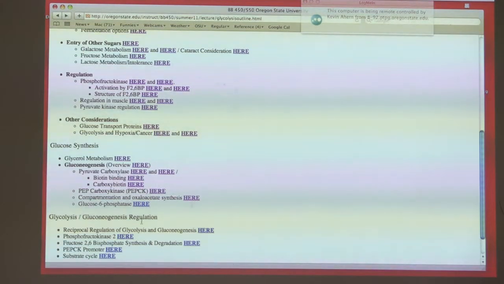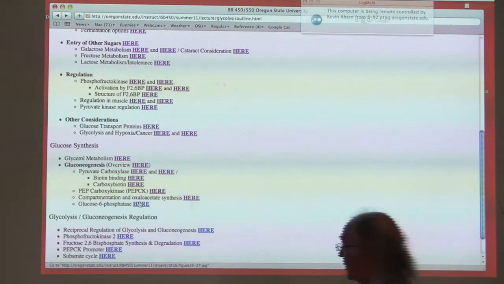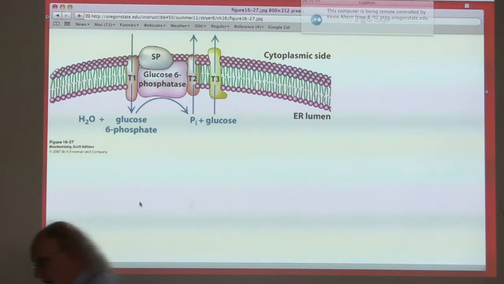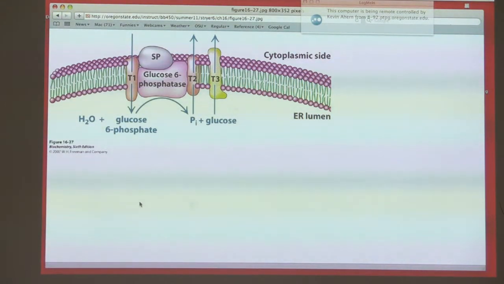All right, and the last enzyme that I will talk about here is called glucose 6-phosphatase. Glucose 6-phosphatase is an enzyme that is found in the endoplasmic reticulum. And again, it's not found in all cells. It's primarily found in liver cells.